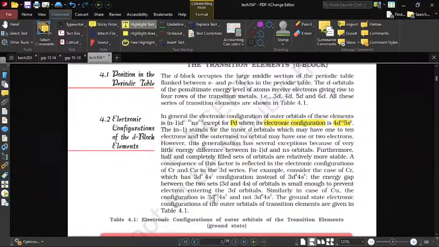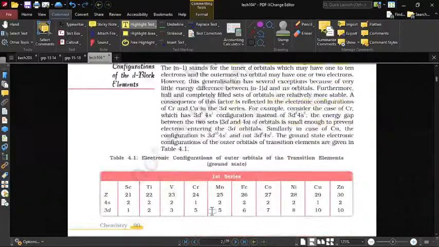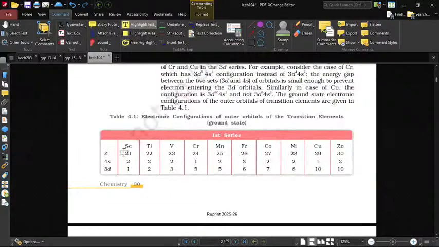The ground state electronic configuration of the outer orbitals of transition metals is given in table 4.1. Electronic configuration of outer orbitals of transition elements.